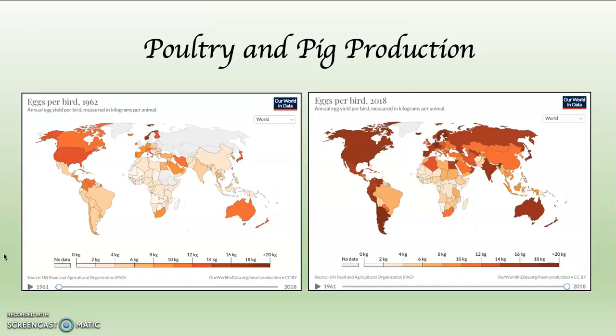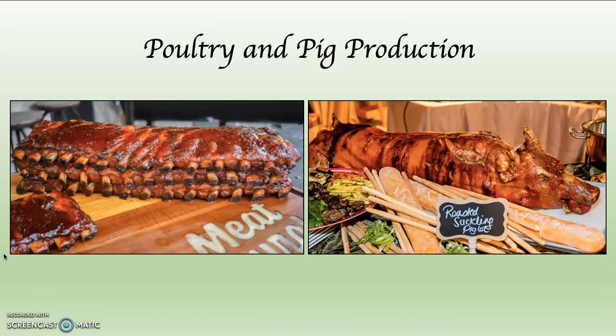And then notice eggs per bird. That's a big one. Far more eggs per bird in most places. I mean, look at South America. Look at much of Asia. The production per bird has gone up, which means the birds have been engineered to produce more eggs.